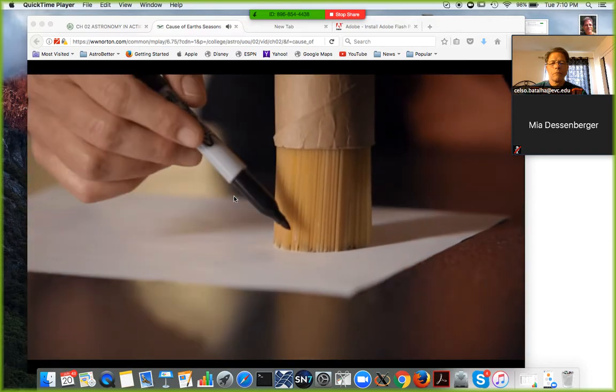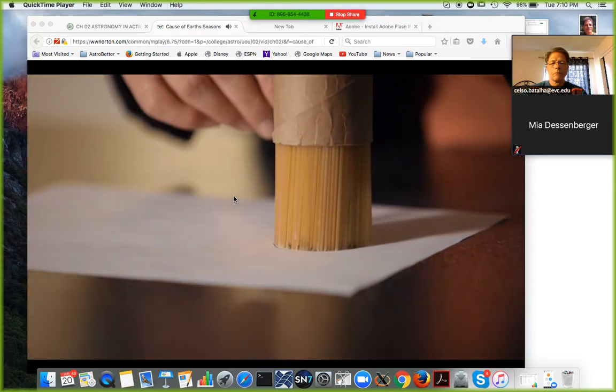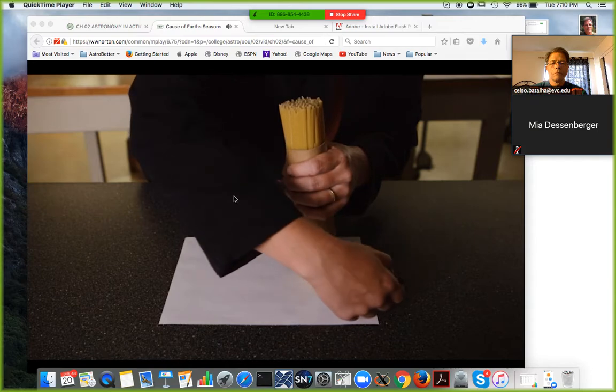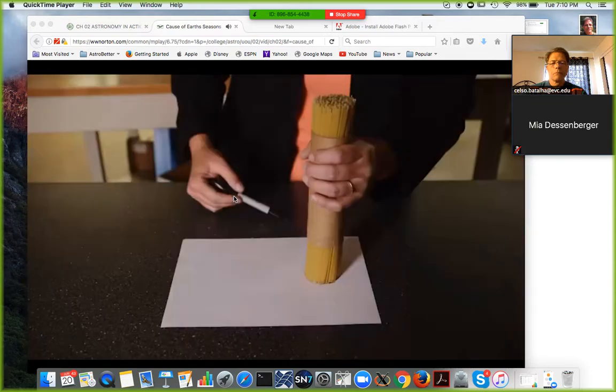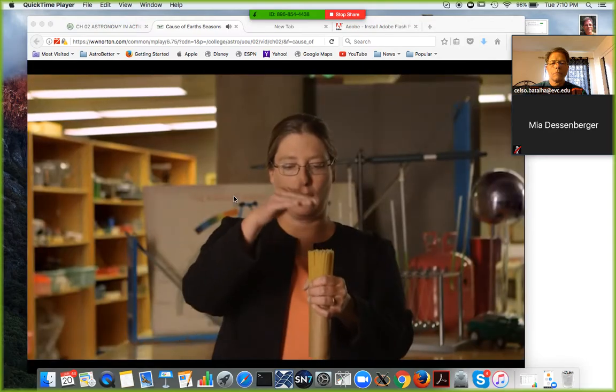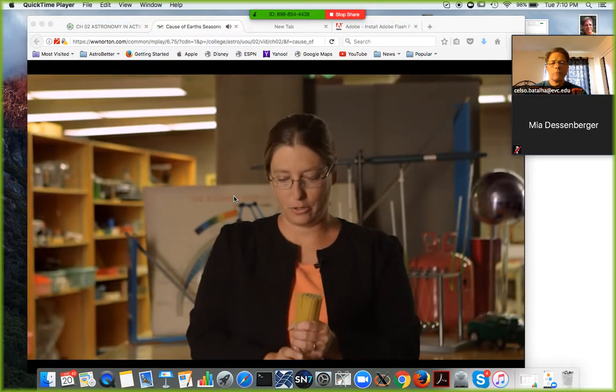So if I draw a circle around the spaghetti now, here on the Earth's surface, I find that it makes pretty much a circle on the surface of the Earth. So the light rays come down directly onto the surface.